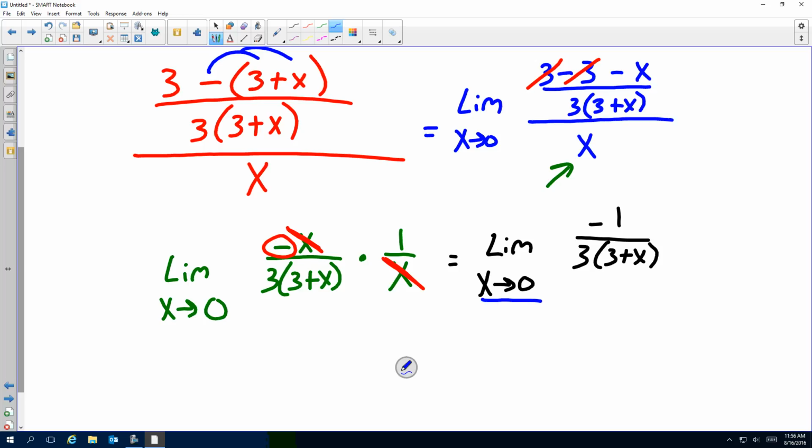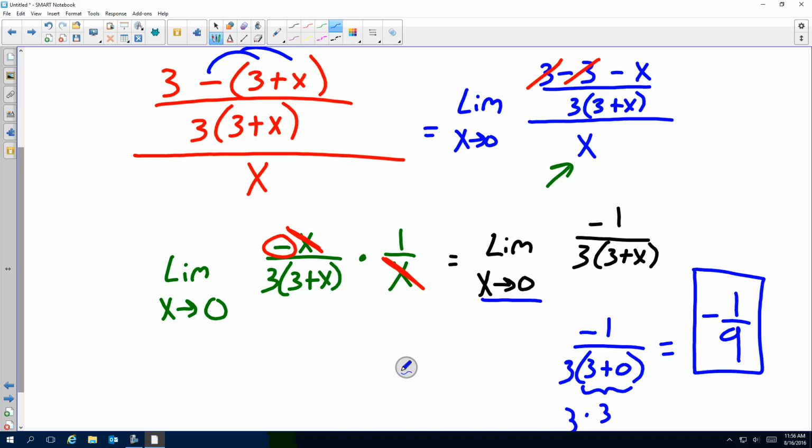Let's go ahead and reevaluate. When I plug in, I'm going to have a negative 1 over a 3 times 3 plus 0. This is good news. 3 plus 0 is just 3. Don't forget this 3. My answer is negative 1/9. Okay? So, 3 examples of algebraically solved limits.